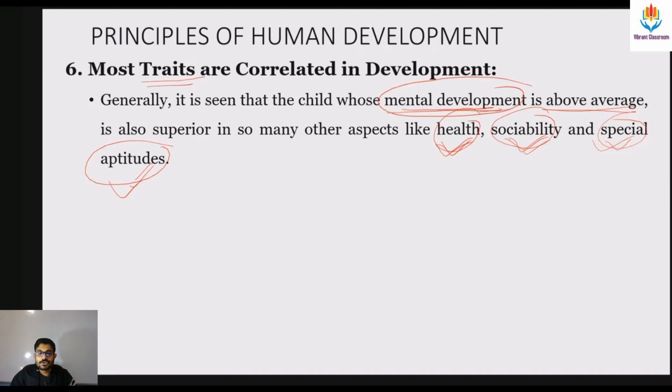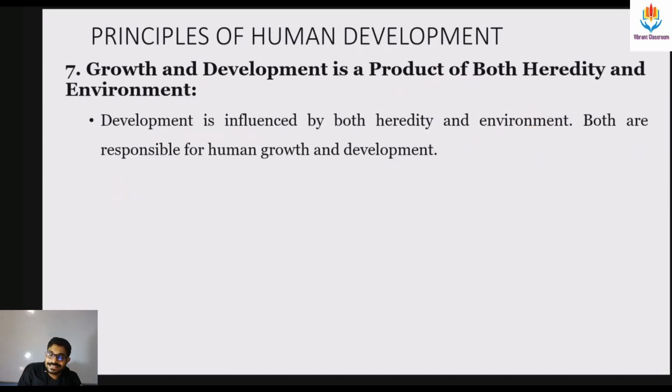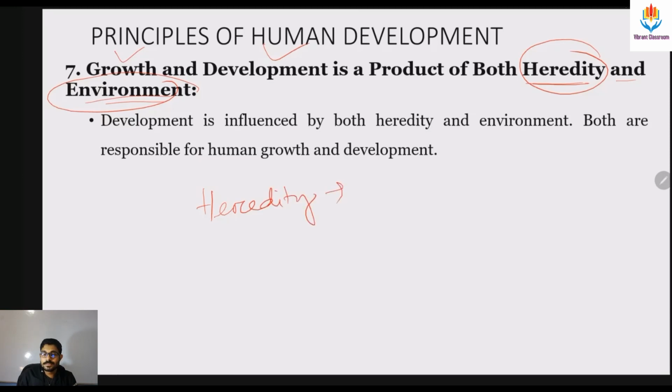Then come to the next part, that is, growth and development is a product of both heredity and environment. Here two factors strongly influence the process of growth and development. What are these? These two things are heredity and environment. Heredity is biological, or we also consider it genetic, and the other thing is environment, that is our surroundings.